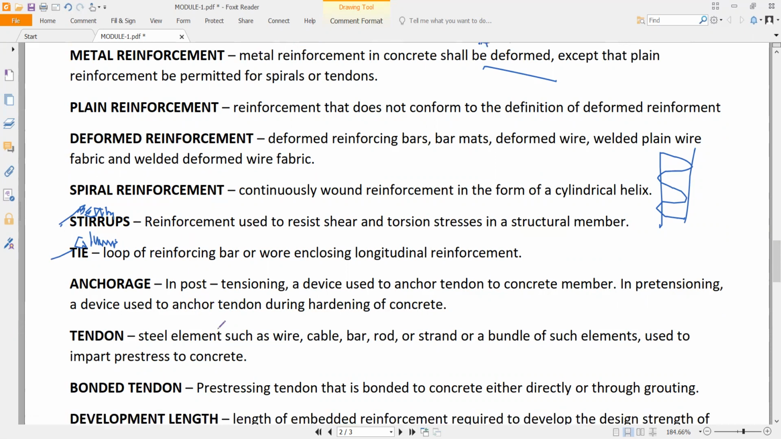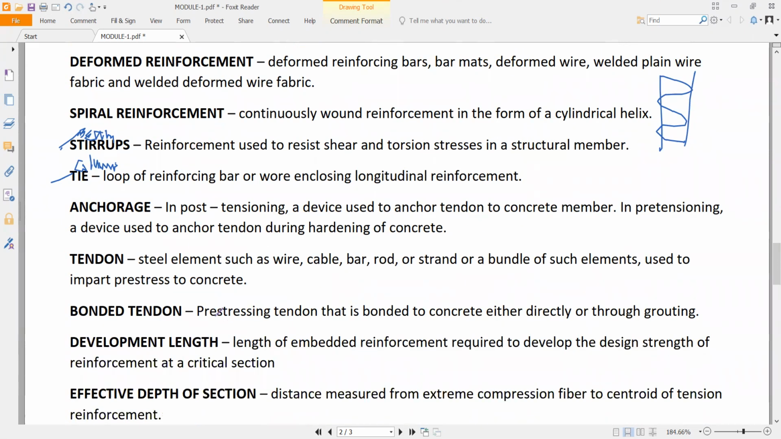So, anchorage, these are post-tensioning devices. Ginagamit natin sa mga post-tension. Makikita natin yung mga parang anchor, kunyari may tension tayo. Kasi pagka tension rod, hinahatak yun eh. Pag post tension, hinahatak siya. Tapos yung panghatak, that is your anchorage.